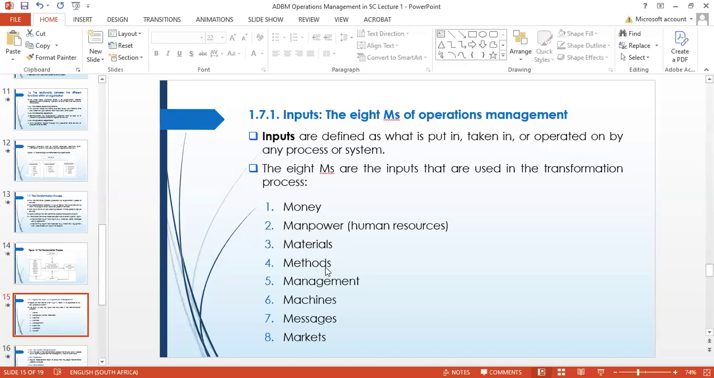And then we have the methods, number 4, right? Methods, we are talking of related activities or structures that are going to be used in sequence to produce a product or to deliver a service.